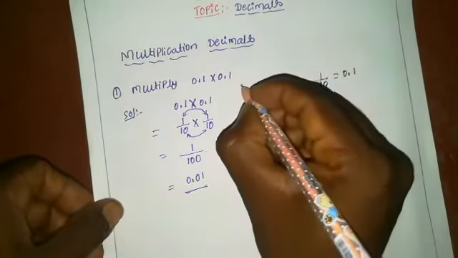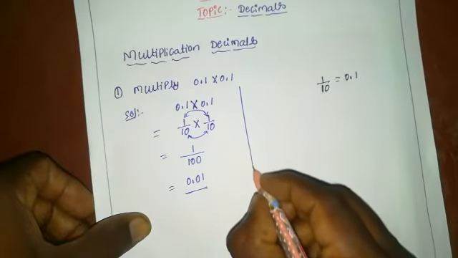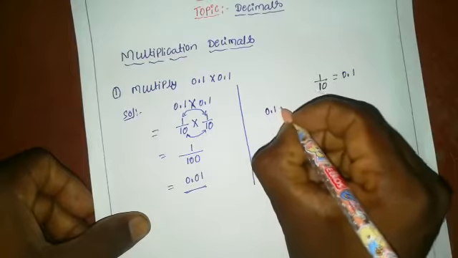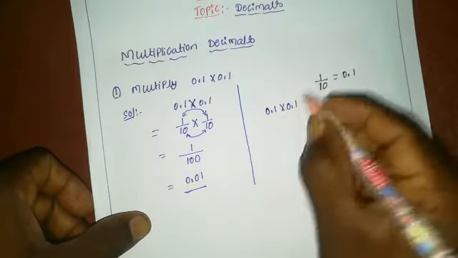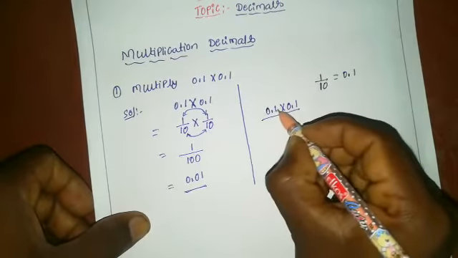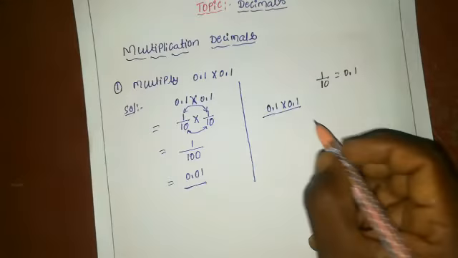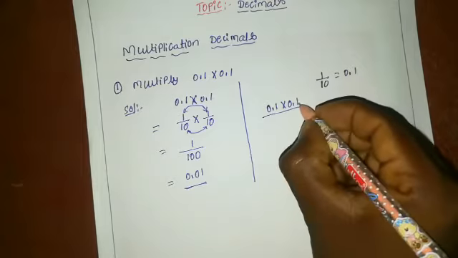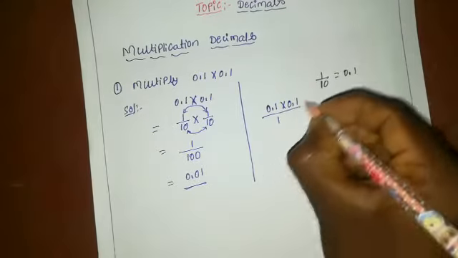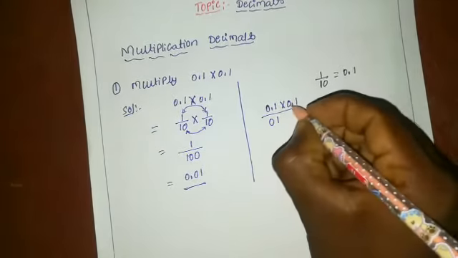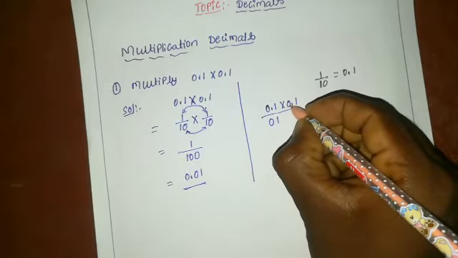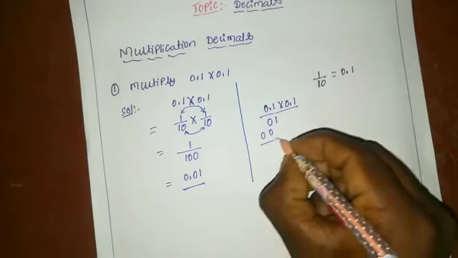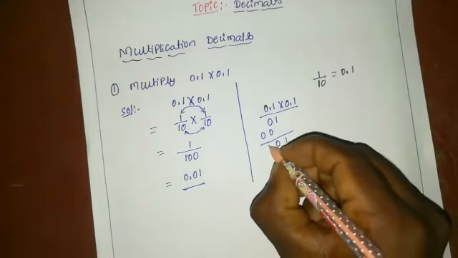We have another method to multiply 0.1 into 0.1, that is the direct multiplication method. We multiply the numbers as usual. 1 into 1 is 1. 1 into 0 is 0. Now from 0, 0 into 1 is 0, and 0 into 0 is 0. Here we get 100.